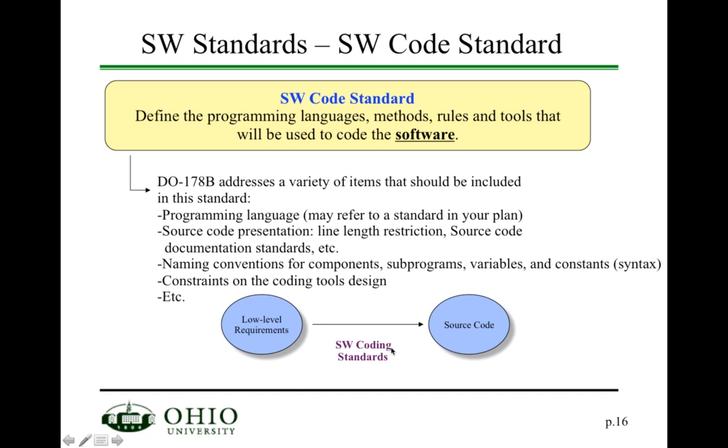So then you also need to use software coding standards, like for example the MISRA C coding standard, in which you're going to identify what programming language am I going to use and how am I going to represent the code. Am I going to have a line restriction? How am I going to represent variables that are integers or doubles? There's a variety of different naming conventions for components, programs, and variables that exist in the literature that you can use. And it's very important for you to establish those as part of your planning procedures.